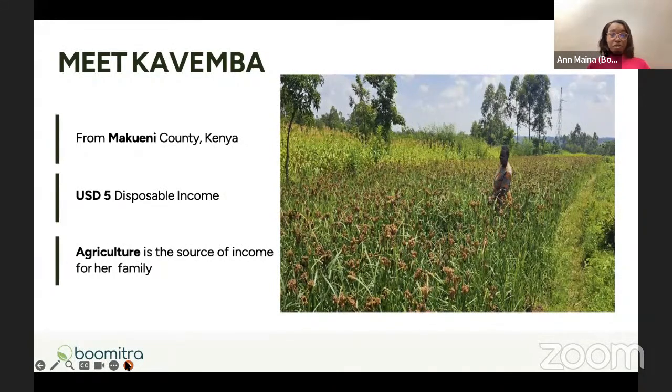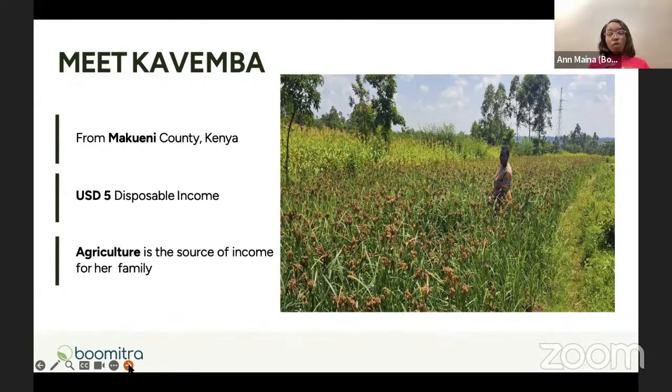Kavemba is one of the farmers we're working with from Makueni County, and we all know the conditions there. It's quite a dry area, but it has the potential to be regenerated through improved agricultural practices. Initially, she had an income of like $5, and this is not enough to help her adapt to, as well as mitigate, the coming changes. Her main source of income is agriculture.